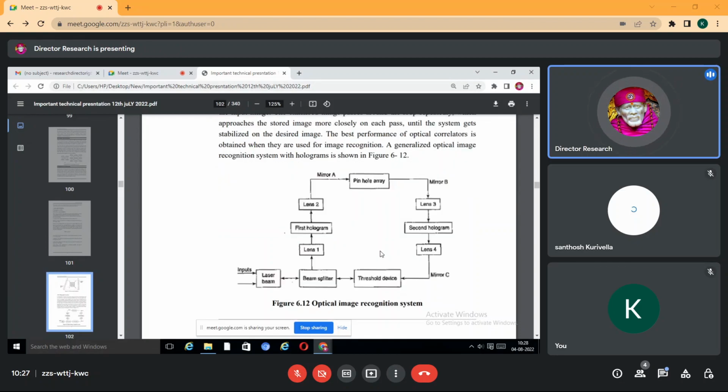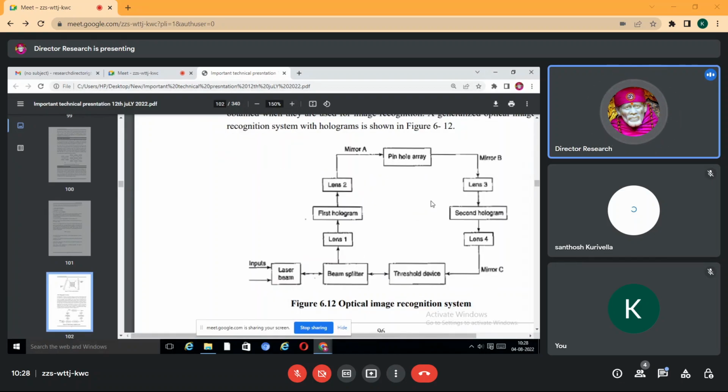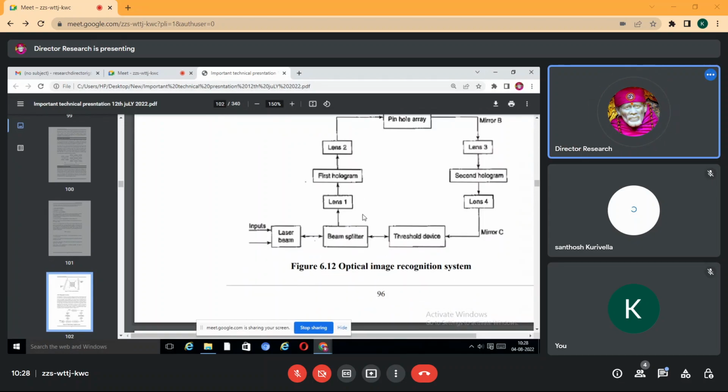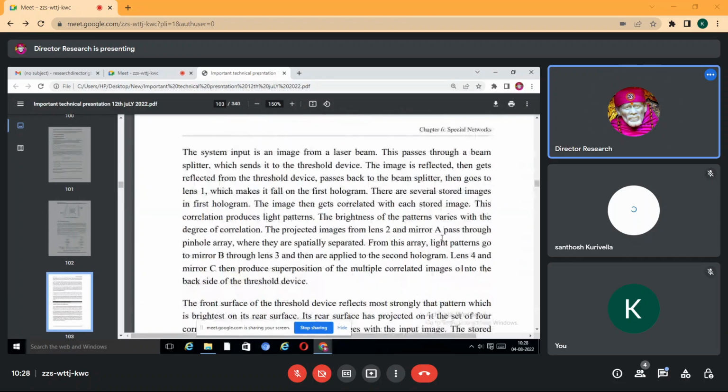Image recognition. A general optical image recognition hologram system is shown in the figure. Mirror A. I want to zoom in on this pinhole array. Mirror B, lens 2, lens 3, first hologram, second hologram, lens 1, lens 4, laser beam path, inputs, beam splitter, and the threshold device. Optical image recognition.